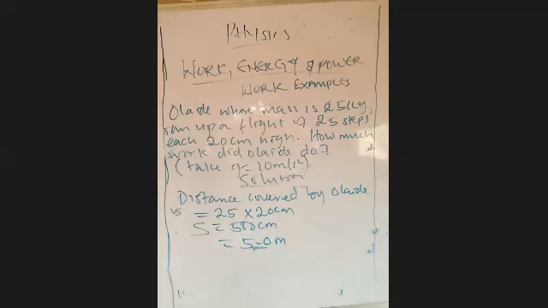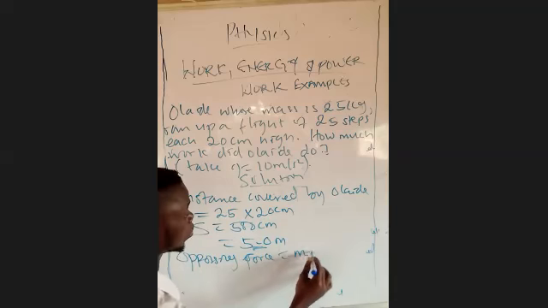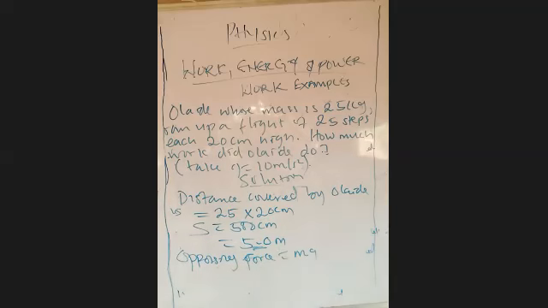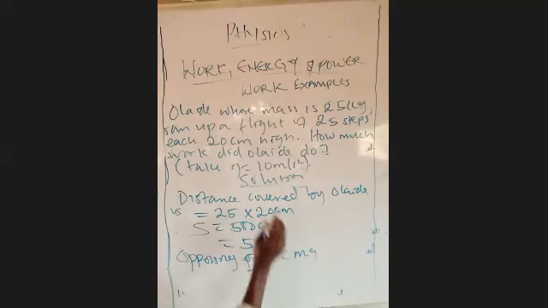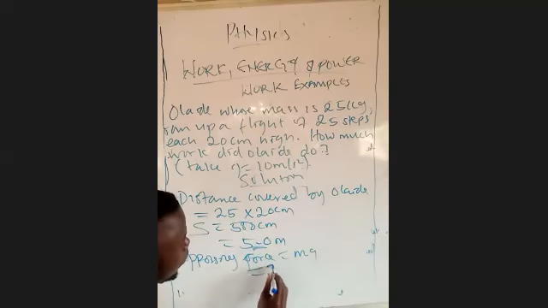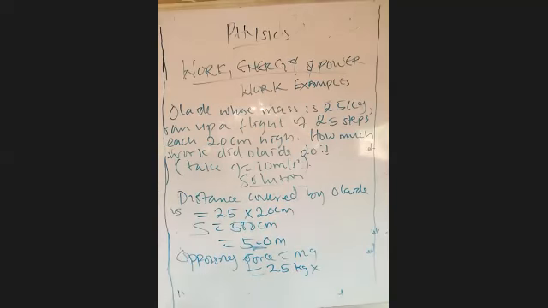The opposite force, which is the Mg, the opposite force of Olaide. You know that force is equal to mass times acceleration under gravity. So which is Mg, and our force is equal to the mass of Olaide, which is 25 kg, times g, acceleration under gravity, which is 10 meters per second square.